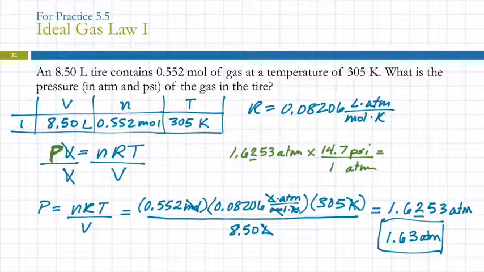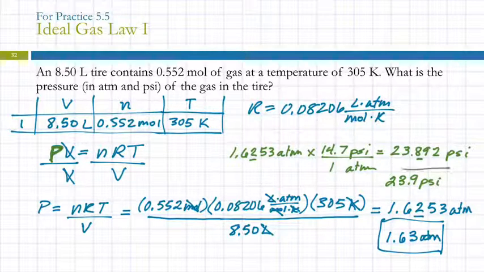So then I'm going to get 23.892 PSI. Rounding that, I get 23.9 PSI. Any questions?